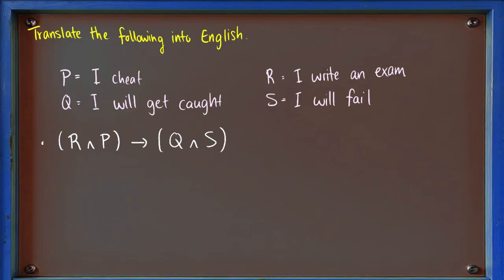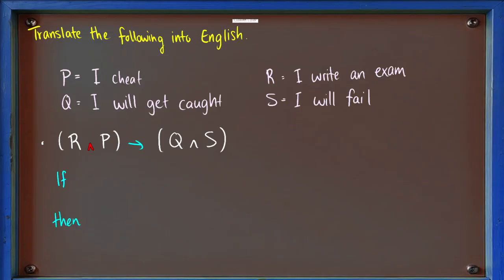So I am just going to read this out. R and P, arrow, Q and S. And this can be translated to, if R and P, then Q and S. So how can we translate this into English? Well, let's do the arrow in a color. So we have if, a bunch of stuff, then some more stuff. And let's do the first bit first. So this is and with the conjunction.